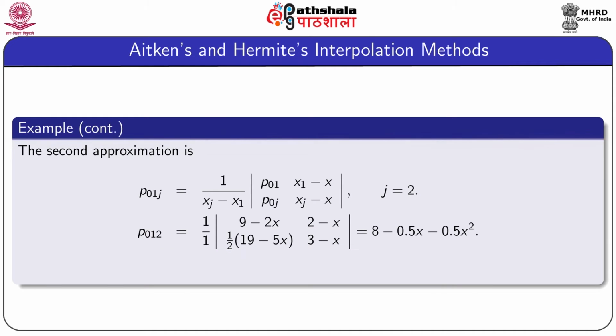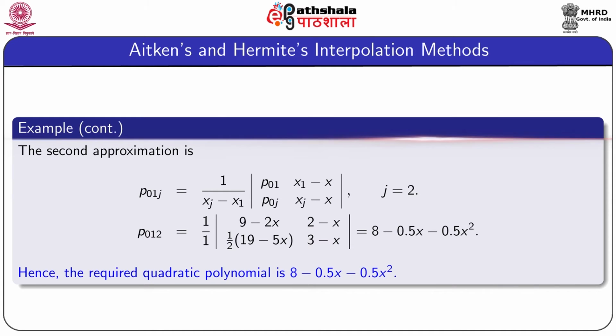So, this is the quadratic approximation of the given table of values. And finally, the required quadratic polynomial obtained by the Aitken formula is 8 minus 0.5 into x minus 0.5 into x square. So, this is the final answer for this table of values, or for this problem.